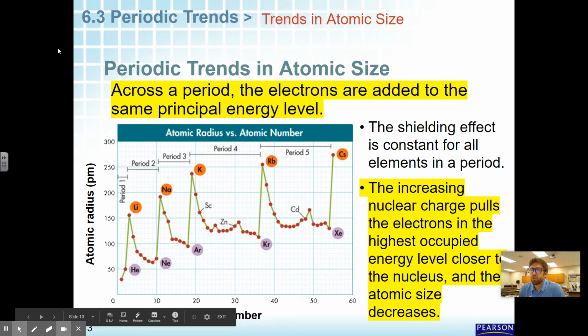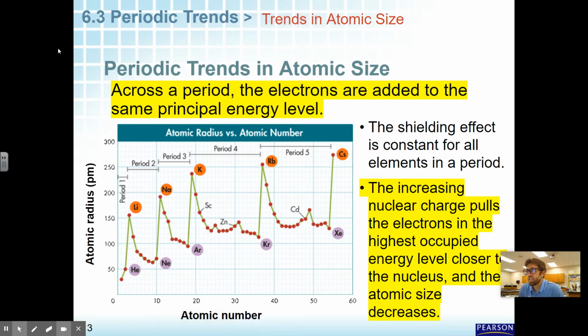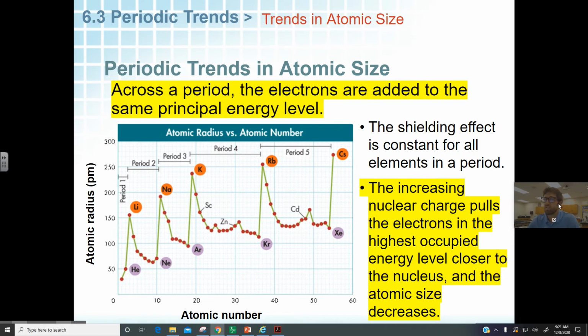But across the period, as you go left to right, the electrons are added to the same energy level. Okay, so as you go left to right, you are in the same shell. And when you stay in the same shell, the increasing nuclear charge pulls the electrons in the highest occupied energy level closer to the nucleus, and the atomic size is going to decrease. So essentially, you have the same shell, which is negative. The electron shells are negatively charged because they're electron shells, and electrons are negative.